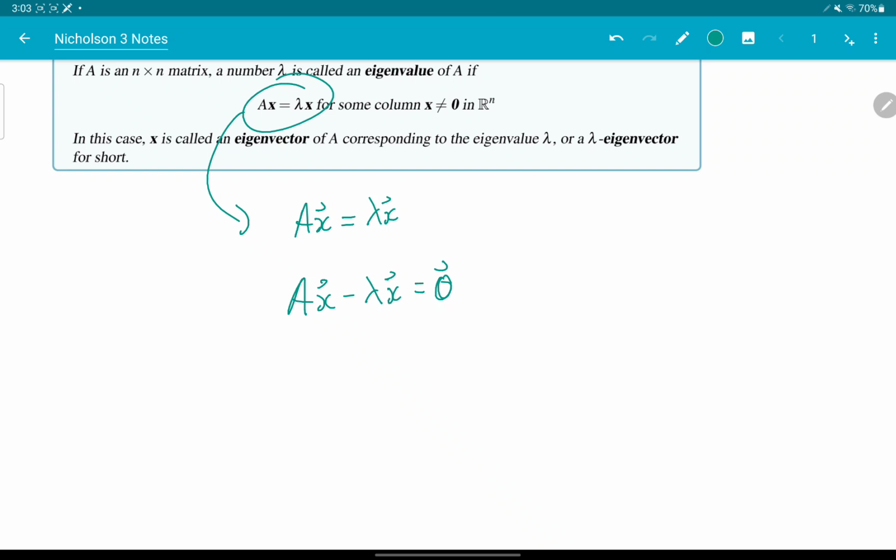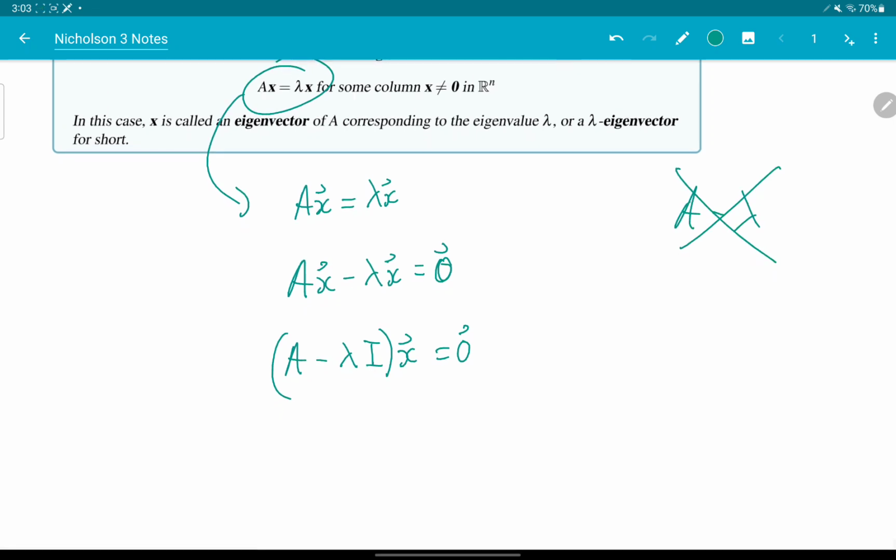And we can factor an x off of the right of this expression. So we'll have A minus lambda, we need an I here. We need an I right there, because if you had A minus lambda, that doesn't make any sense. That's a matrix minus a real number. Does not make any sense. So A minus lambda, no good.